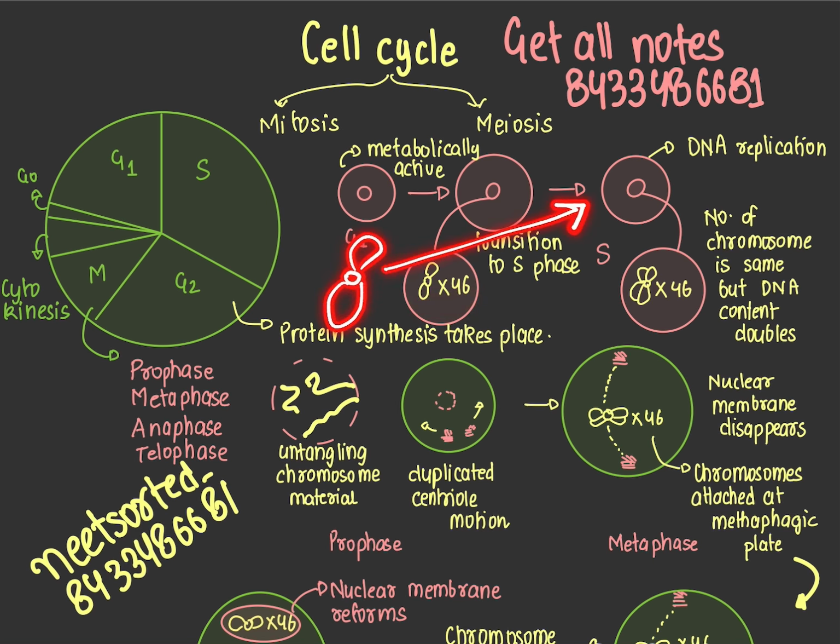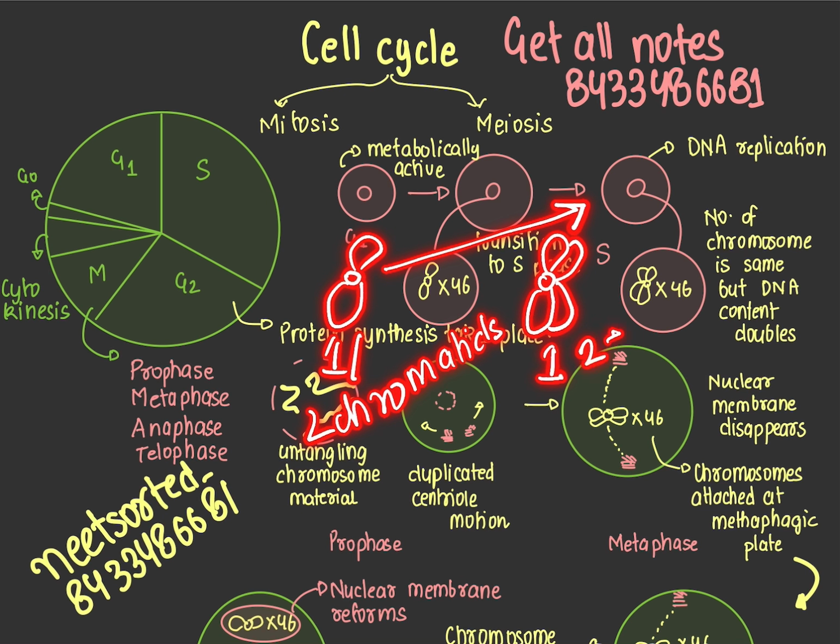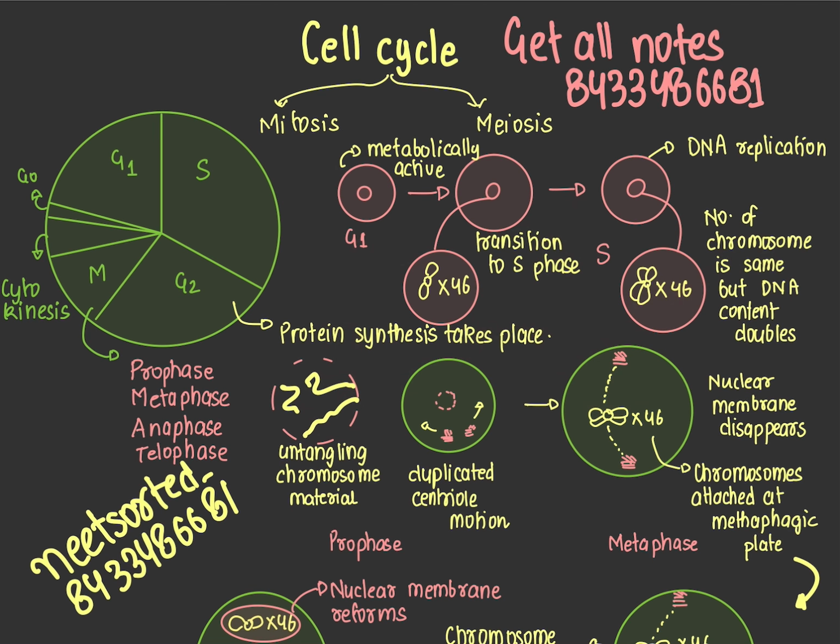During the S phase, when duplication of the chromosome or the DNA material occurs, the chromosome looks like this, but this is also one chromosome and this is also one chromosome. Here there are two chromatids. Here there are more than two chromatids. How many chromatids are there? There are 4. So during the S phase we have 46 of these. The number of chromosomes is the same, but DNA content doubles during the S phase.